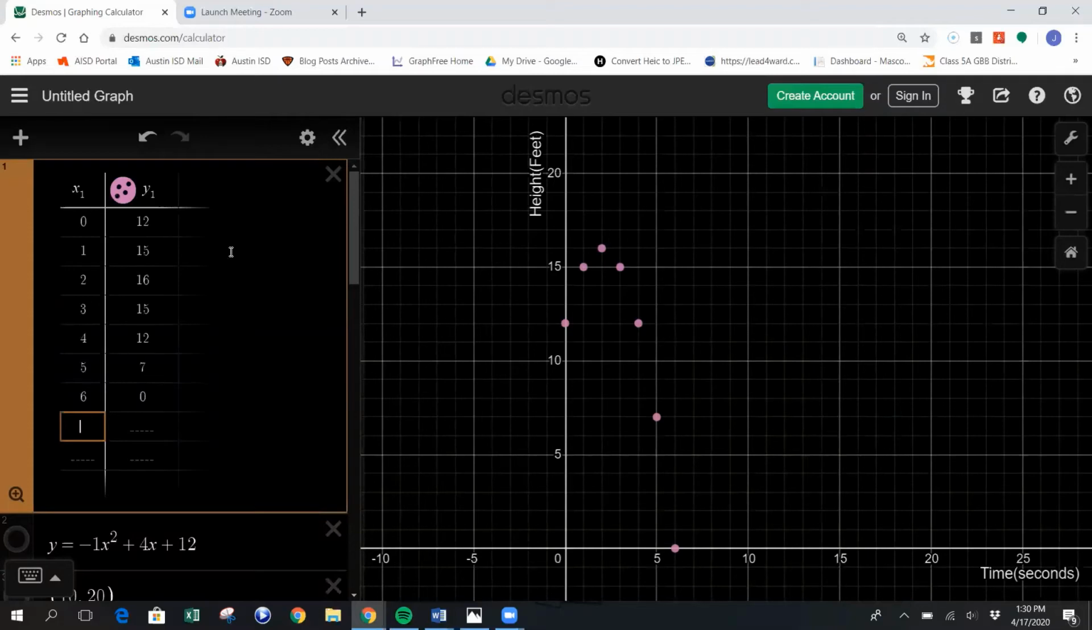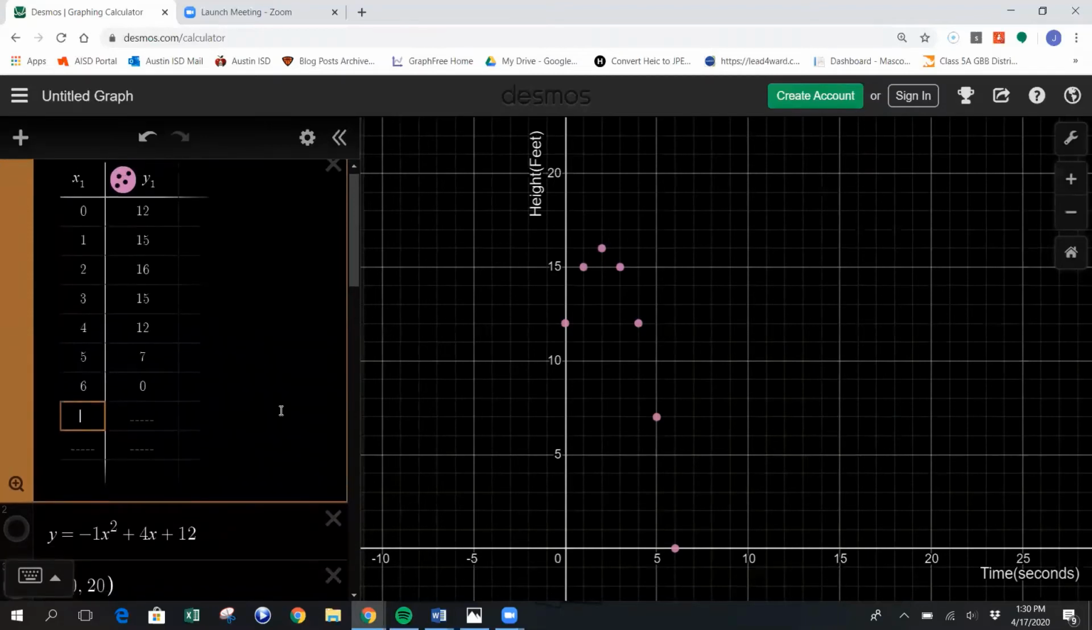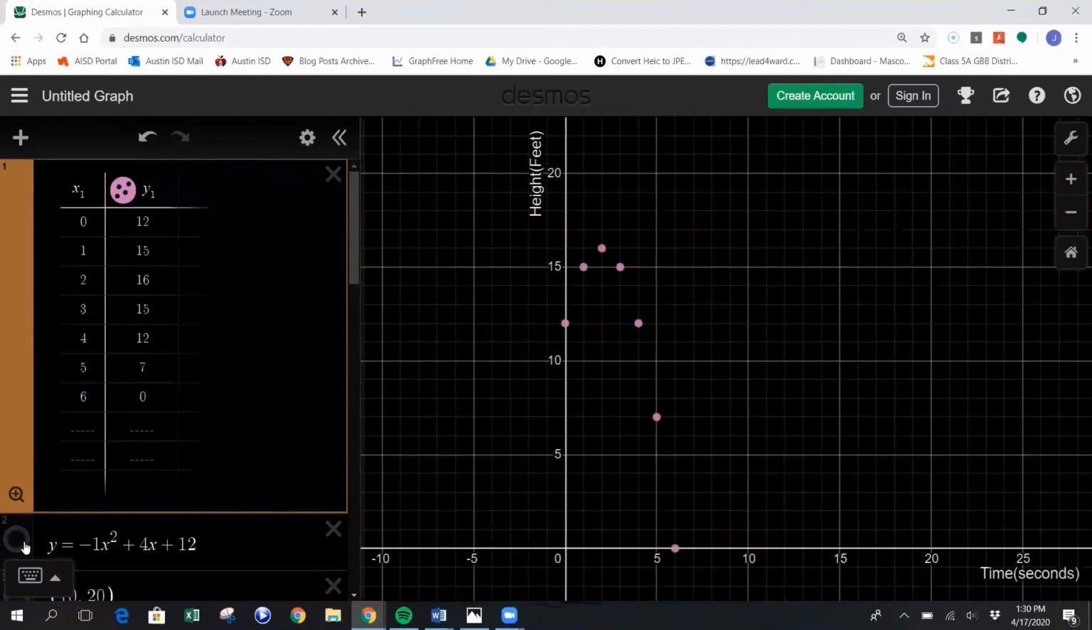Now, what I want you guys to understand is that these are only the points that we put into the table, but we could have put other points into the table too. In fact, if we had put all the points imaginable, we would have gotten this whole graph.